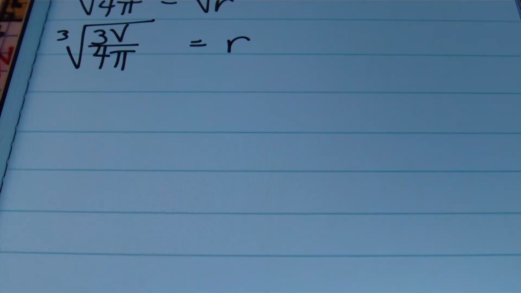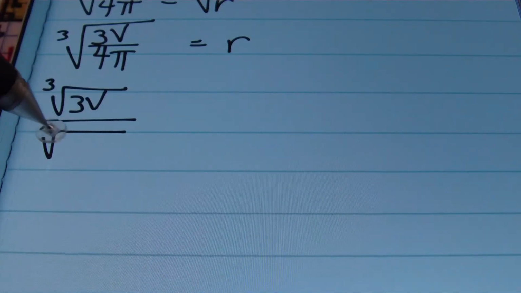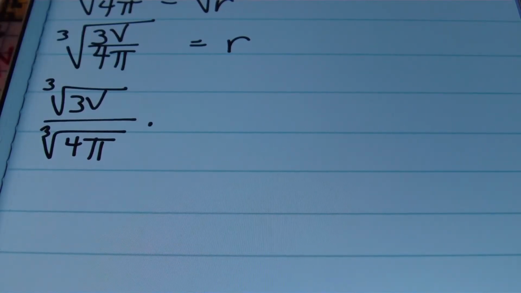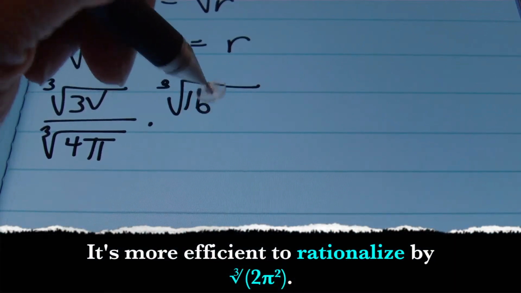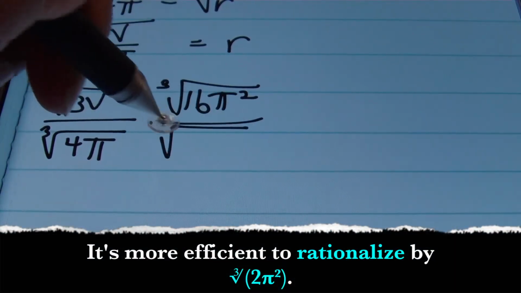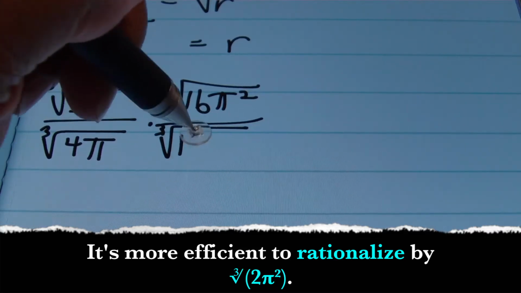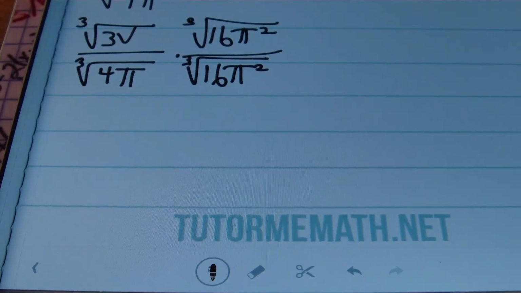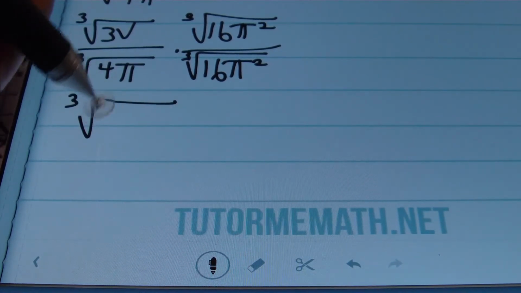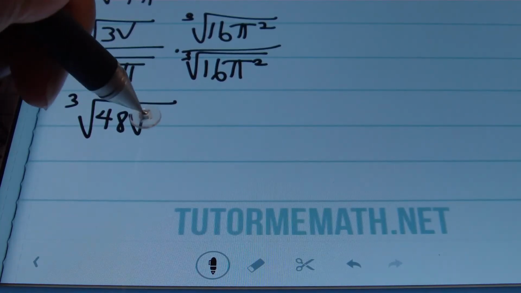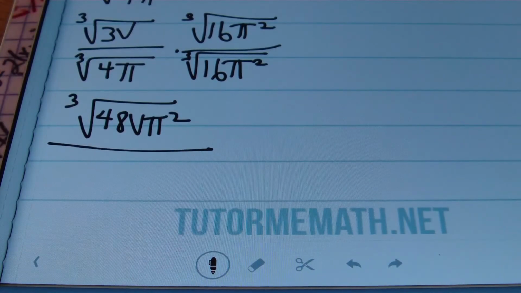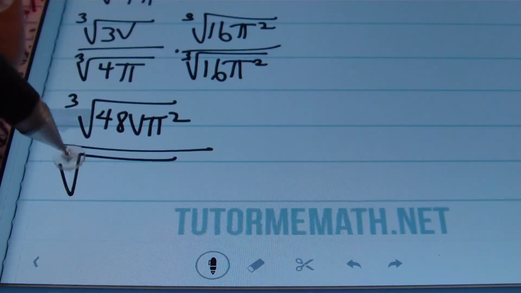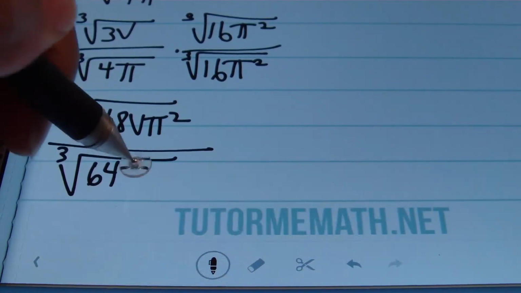However, you have a radical in the denominator. So if you're asked to rationalize this, here's the process. You can break this up into the cube root of 3v over the cube root of 4 pi and then multiply the numerator and the denominator by the cube root of 16 pi squared. What you're trying to do in the denominator is create a perfect cube. So what this gives you now is the cube root of 48v pi squared, and in the denominator you have the cube root of 64 pi cubed.